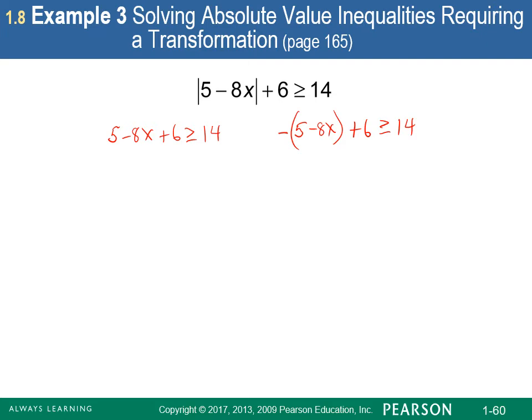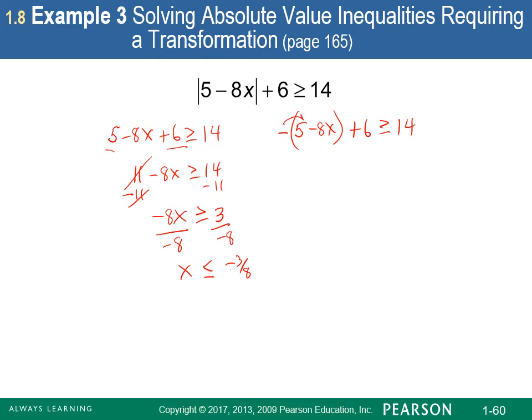On the left, we've got a 5 plus 6, which is an 11. If we subtract 11 from both sides, we get -8x and 3. If we divide by -8, we get x. We get -3/8, and of course, since we divided by a negative, we change the direction.